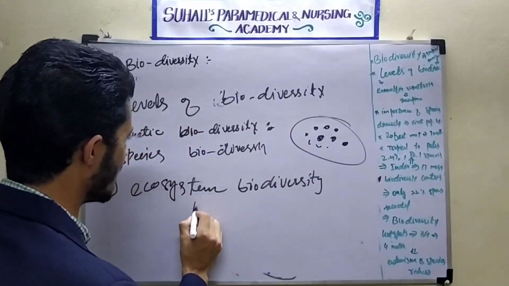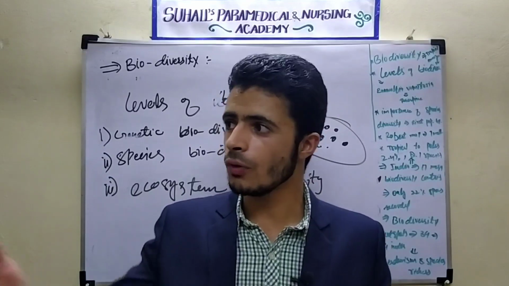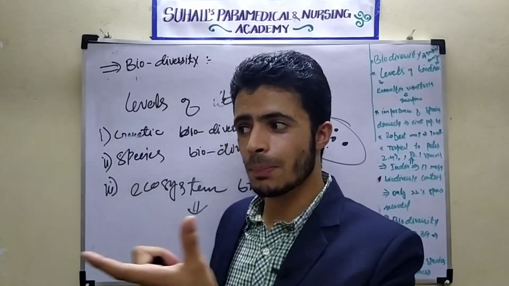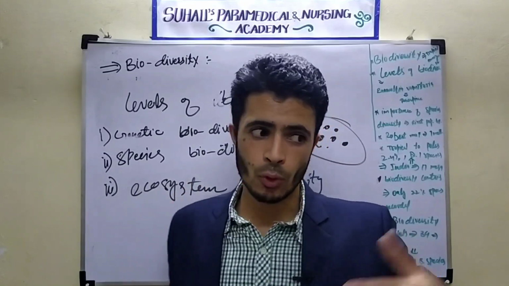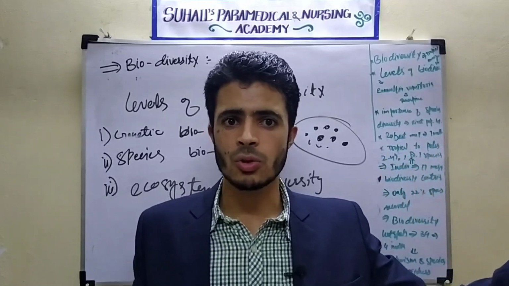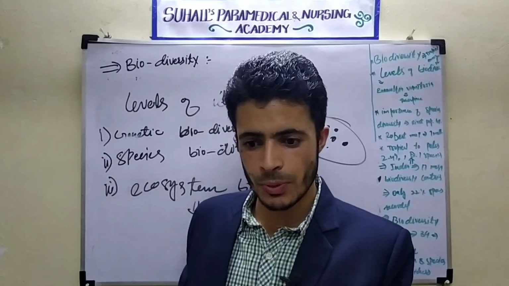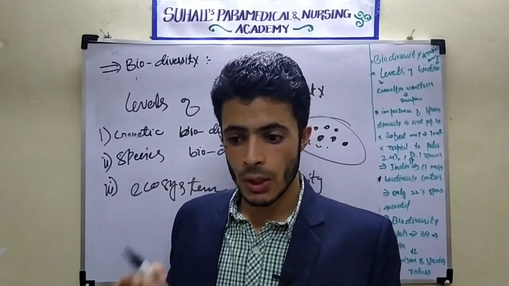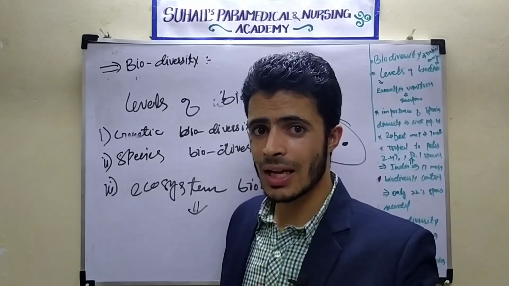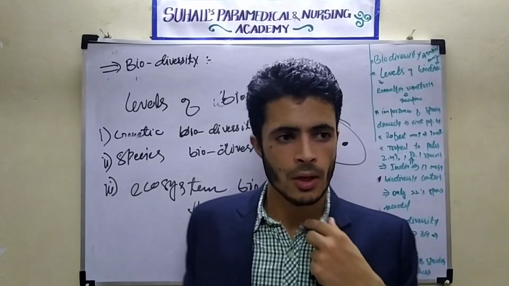Now I am going to tell you about ecosystem biodiversity. There is diversity at the ecosystem level also. If you go to the desert, there are different types of plants and different types of animals. If you go to the ocean, there are different types of animals and plants also. In a pond also there are different types of species, plants, and animals. Estuaries are one of the ecosystems, and there too you will find different types of species.